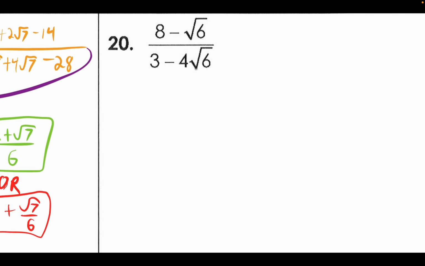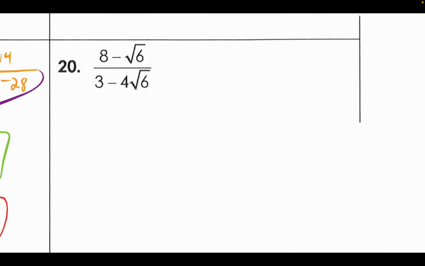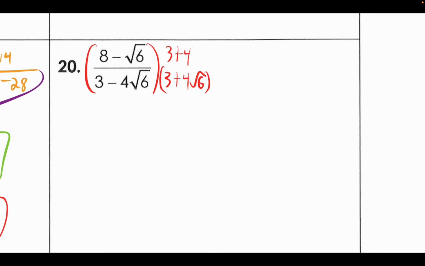Number 20, our last problem for the day. We'd multiply the top and bottom here by 3 plus 4 square root 6. 8 times 3 is 24. 8 times 4 square root 6 is 32 square root 6. Negative square root 6 times 3 is negative 3 square root 6. Negative square root 6 times 4 square root 6 is negative 4 times 6, which is negative 24.